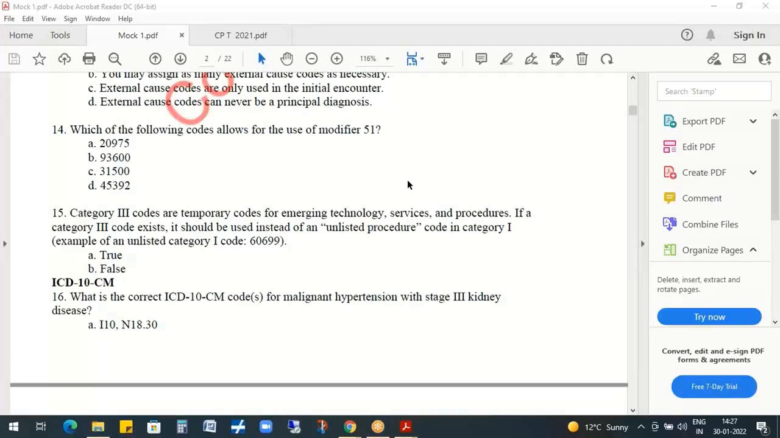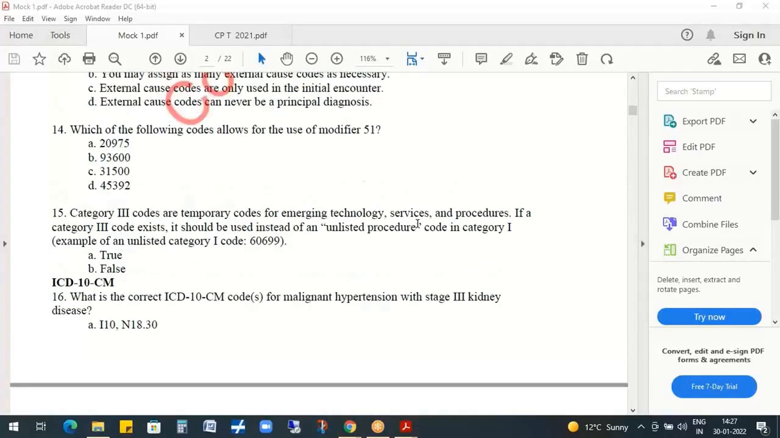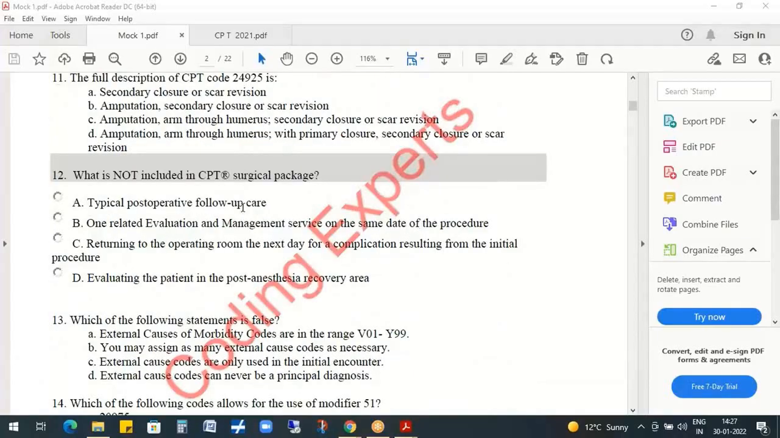Next, up to 15, any doubts? No doubts? 16 to 20. Question 12, surgical package, I said already. Go for the surgery section, first chapter. You need to see the whole book, at least half a day, so that you can understand where you will get all these points. Go for integumentary system. Before integumentary system, you can see general coding guidelines.